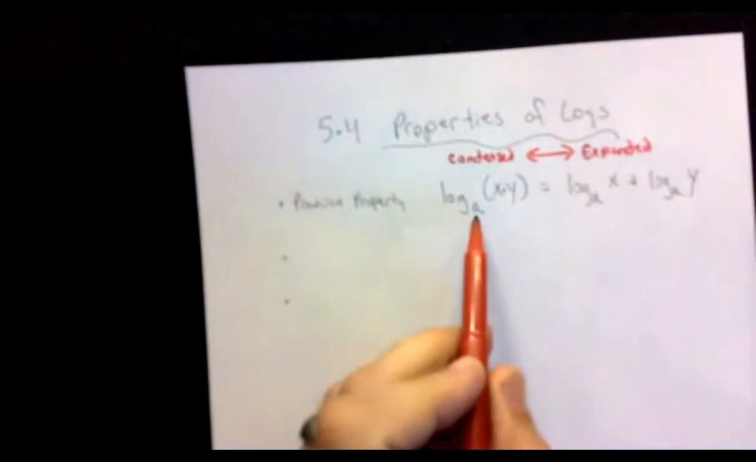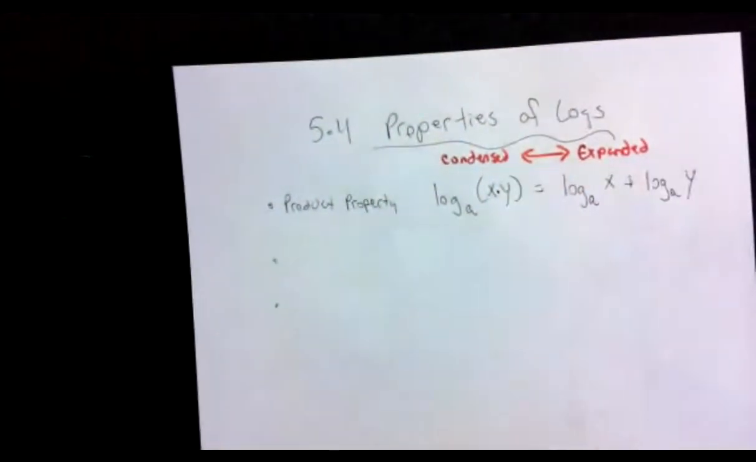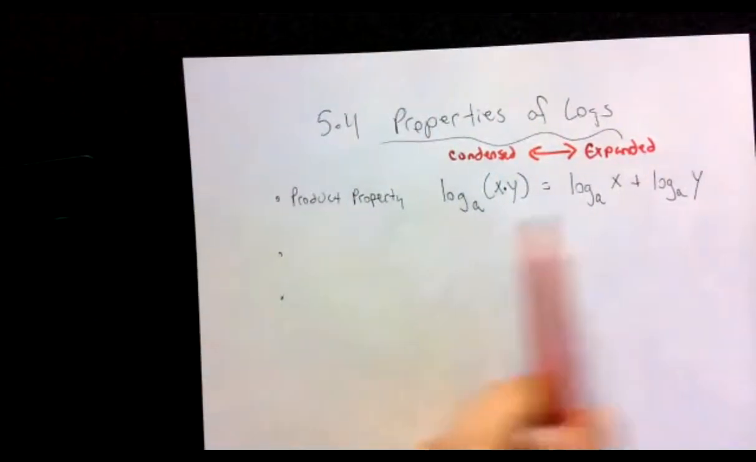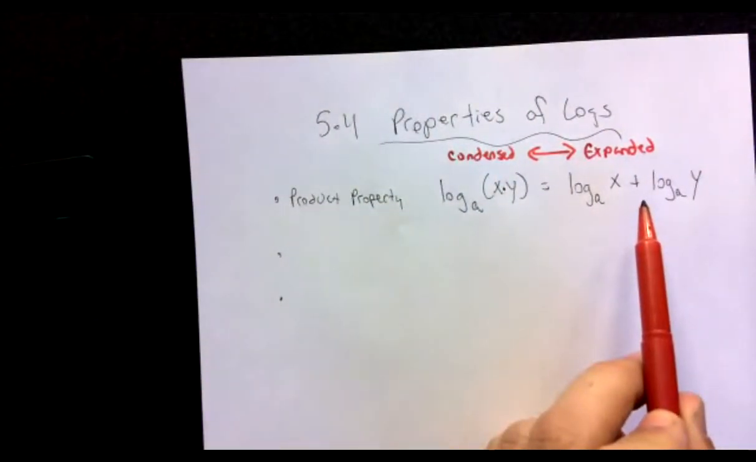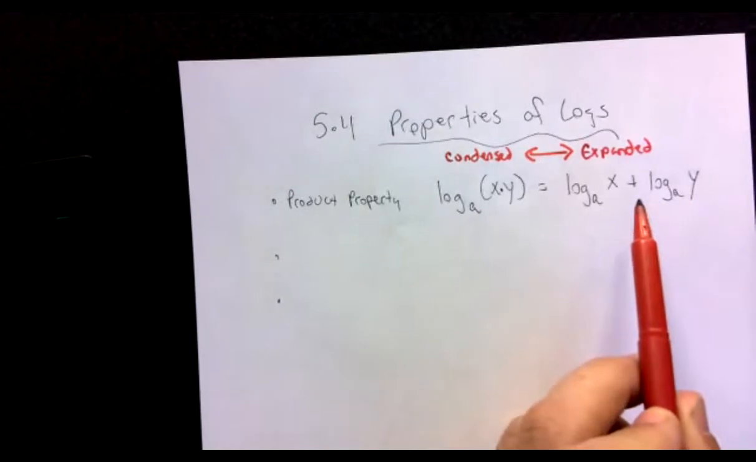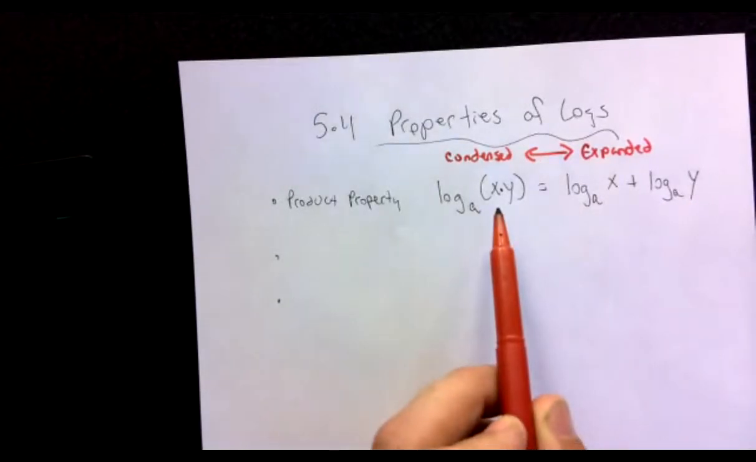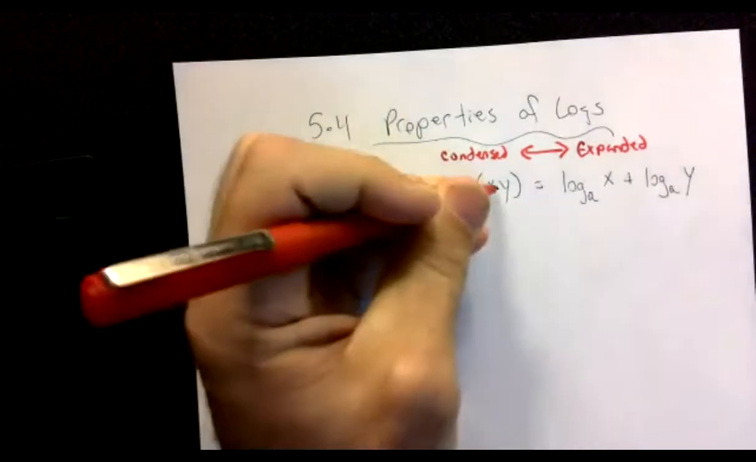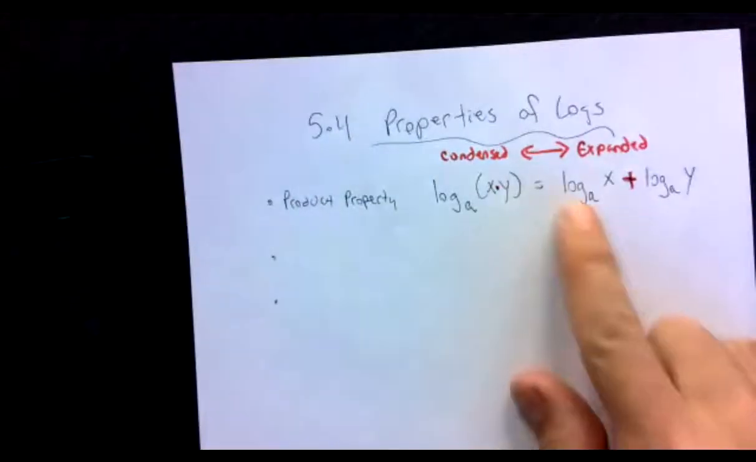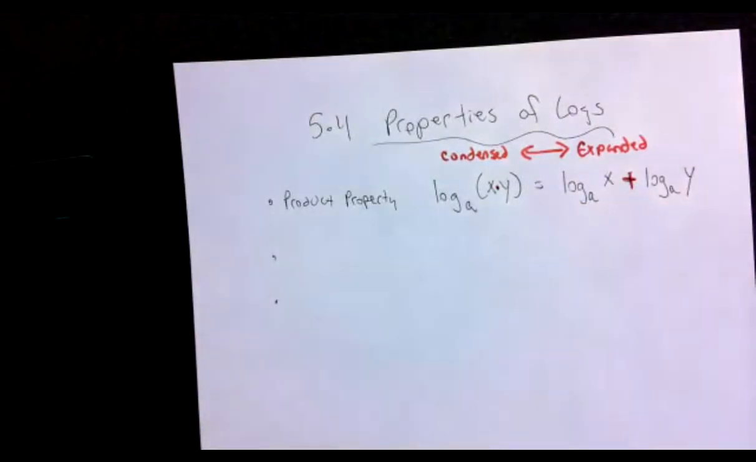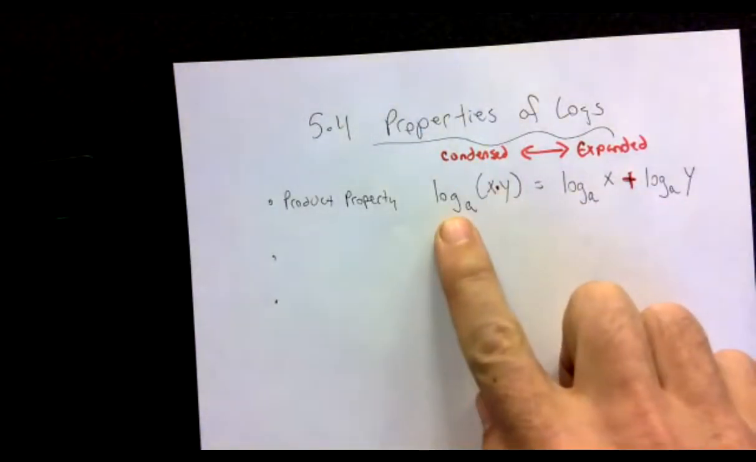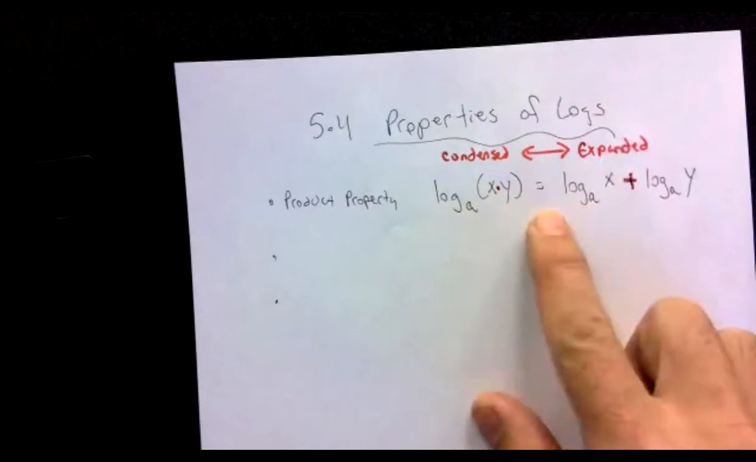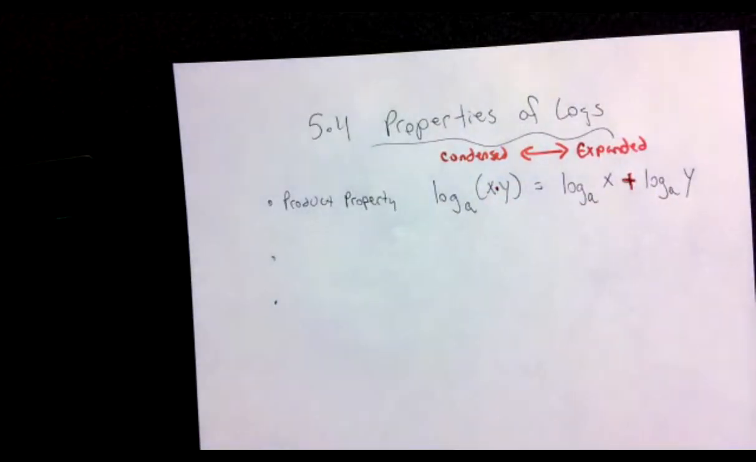So sometimes they'll give you the condensed form and then you'll have to rewrite it expanded. Sometimes they'll give you the expanded form and then you'll have to turn around and rewrite it as condensed. And we'll do a number of examples so you can see what that looks like, but that's the initial property. So when you have a product where you're multiplying, that can be rewritten as the sum of two individual logs. So again, condensed is one singular logarithm, expanded is multiple logarithms.